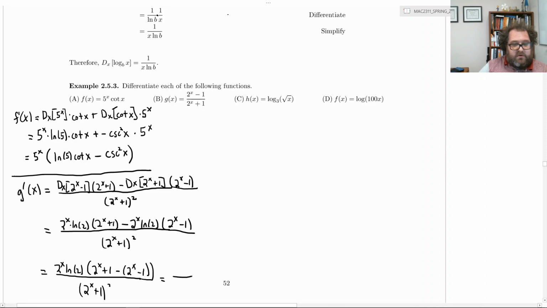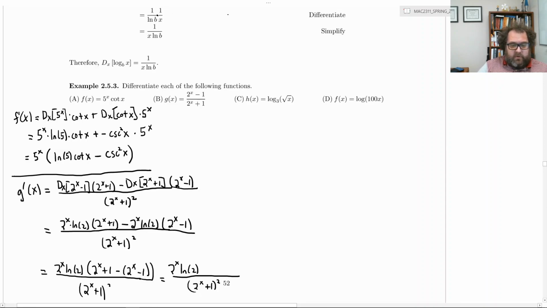Okay, if we do a little simplification, of course we have the 2 to the x plus 1 squared on the denominator, but on the numerator we have that 2 to the x natural log of 2. And what do we get in the parentheses? Well, we have 2 to the x minus 2 to the x if we distribute. But then we have 1 minus negative 1. So that's 2. 1 plus 1 gives us 2.